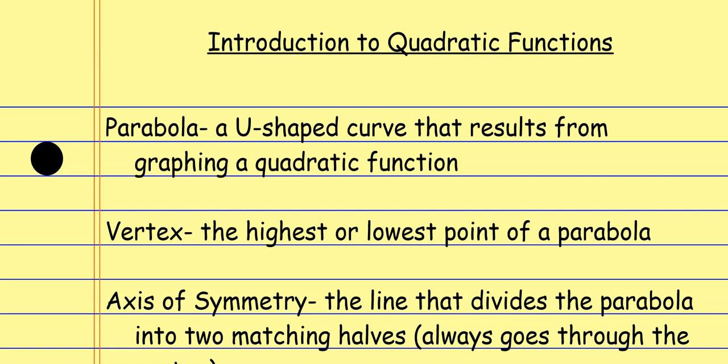Okay, so when we graph a quadratic, it gives us something called a parabola. So this is a U-shaped curve. A U-shaped curve that results from a quadratic, that's a parabola. When we graph quadratics, we get these U-shaped curves that look like this. So it's not going to be linear anymore. We're not going to have slope, that kind of stuff.